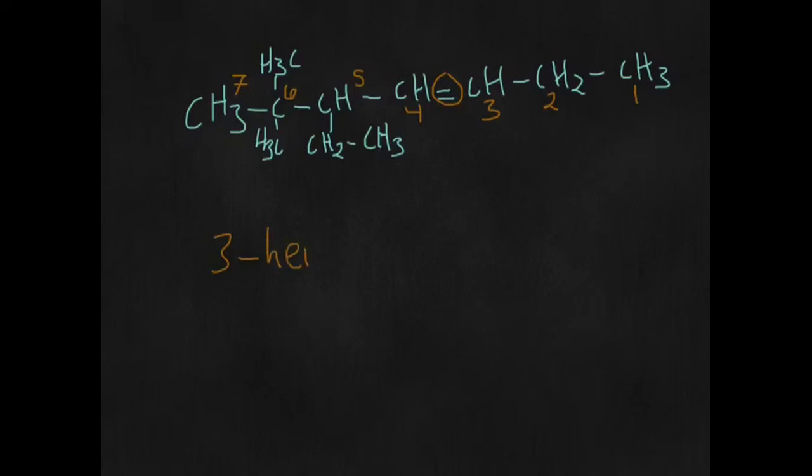We write heptene. Then we just figure out how many carbons we have. So we have 7. And then we figure out where our hydrocarbon chains are connecting to. So we see that this one is in position 5. So we write 5-ethyl.